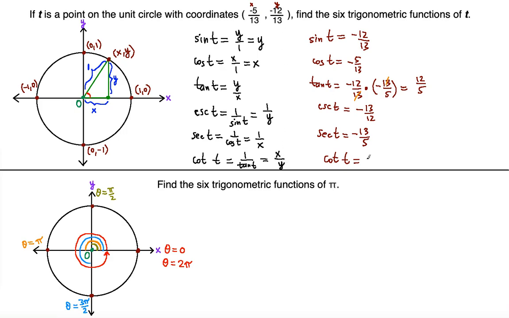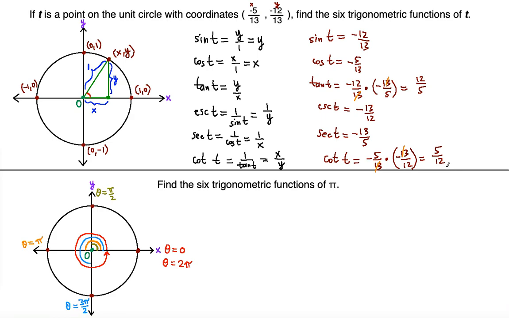X is this, so let's write that first. And then instead of dividing, because we're dividing by a fraction, let's multiply. Save us some trouble. Instead of dividing by y, let's multiply by 1 over y. 1 over y is flipping this, so minus 13 over 12 because we're multiplying. Using algebra, the 13s cancel out, and the negatives are gone because there are two of them. That means the result will be 5 over 12.